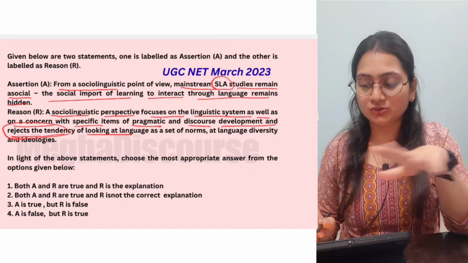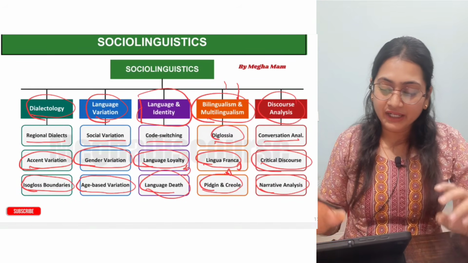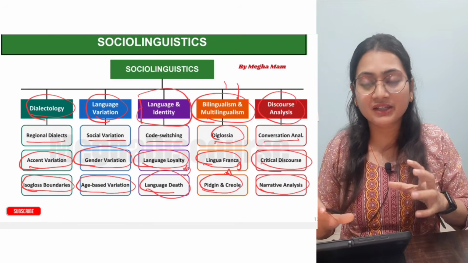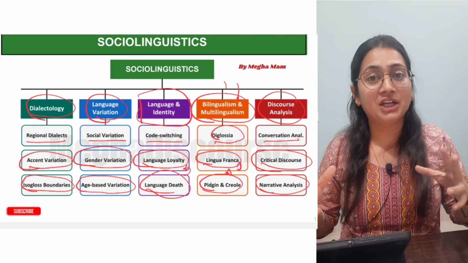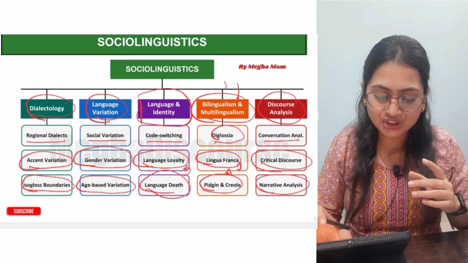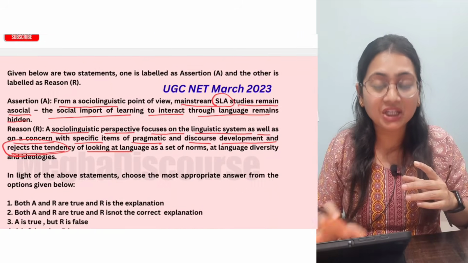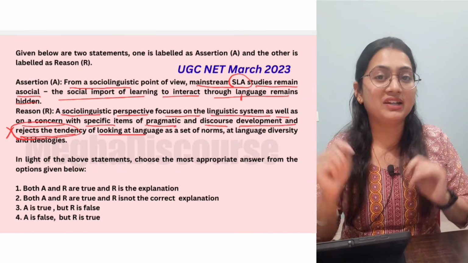Sociolinguistics, we have studied very well. This is your complete chart. In this complete chart, do you find any word related to rejection? Sociolinguistics never rejects. Instead, it tells about variation. So the word rejection changes the meaning of the complete sentence. So the rejection word is wrong. That's why the statement is wrong.